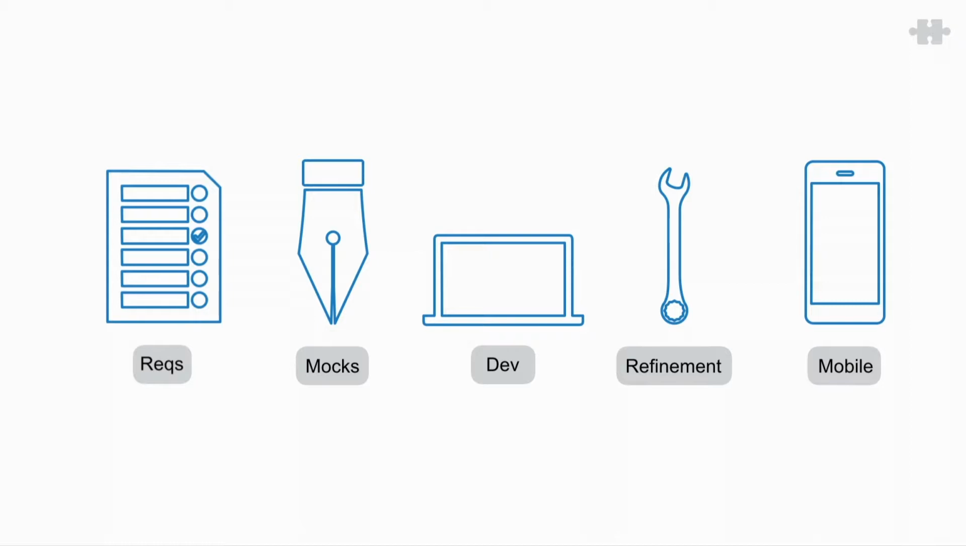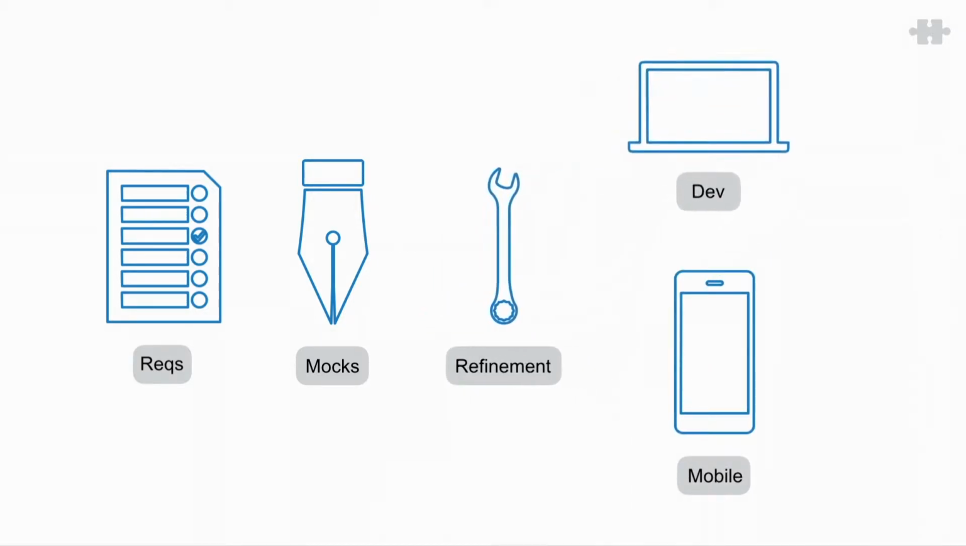So this process has been a little bit backwards in how we've worked for a long time, but we needed to fix that to be something more like this, where we do the recs, the mocks, and the refinement all before we do any development. And then when we get into development, we can simultaneously develop for mobile and desktop browser at the same time. So we're trying to move more towards that kind of solution.